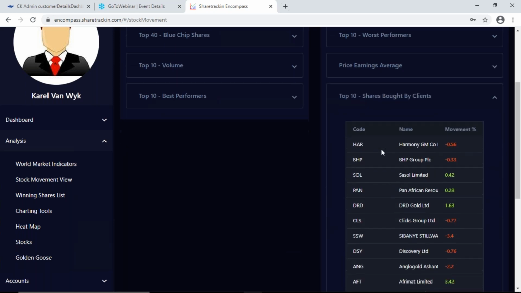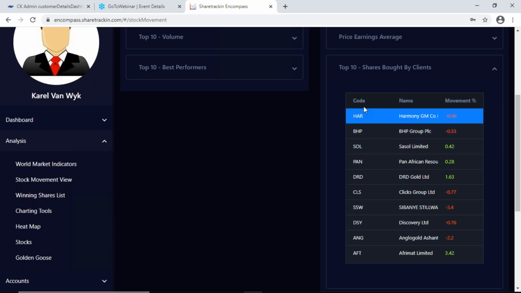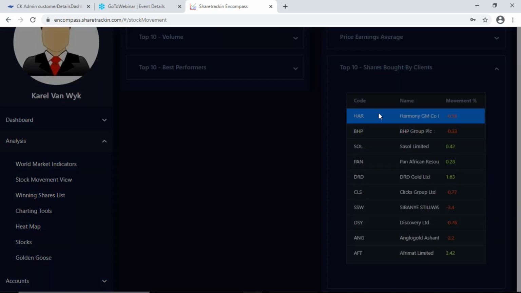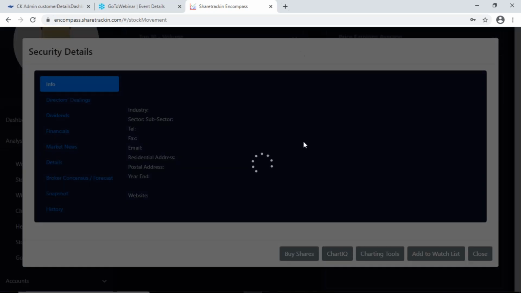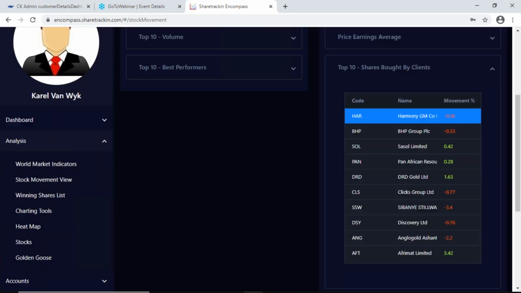Top 10 shares bought by clients. So these are the 10 shares that are mostly bought by Sharetrackin's clients, not necessarily the 10 best shares on the JSE. So I get the company's code, the company's name, and then the movement it had for the day. Again, if I do click on the share, I can go and view the share. I'm just waiting for it to finish loading so that I can close.